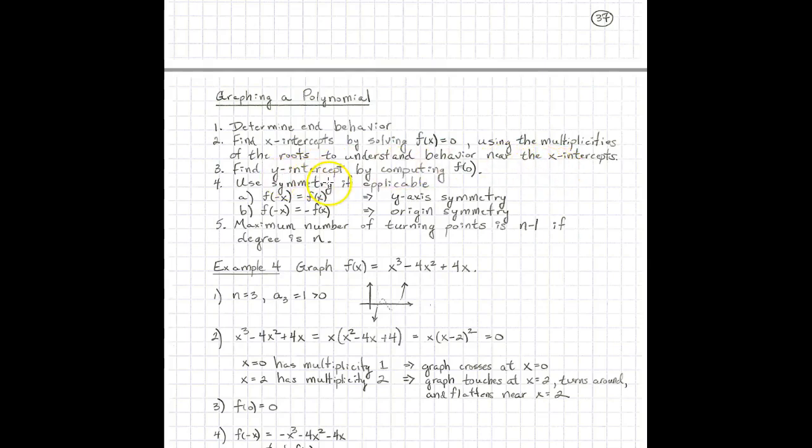Then we want to find the y-intercept, which is easy because we just compute f of 0. In other words, the y-intercept is where the function is when x is equal to 0. And we use symmetry if possible, right? Whether it's an even function, so we have y-axis symmetry, or whether it's an odd function, so we'll have origin symmetry. And then also we can look at the maximum number of turning points. In other words, if it's a polynomial, it's going to be smooth and turn around, etc. And the maximum number is n minus 1 if the degree is n.